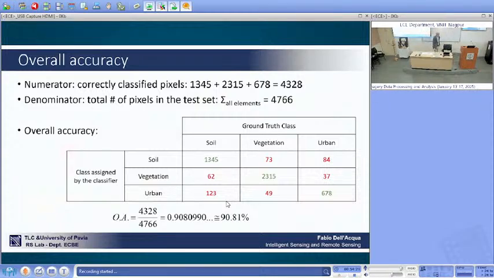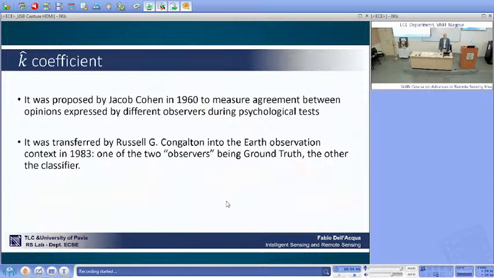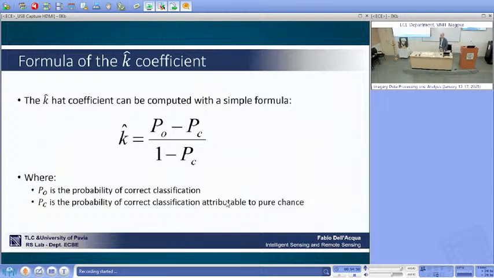extremely informative in all cases, because if you have an unbalanced distribution of classes, the overall accuracy will not be very representative. So you will have to resort to the so-called K coefficient, which tells you not how well you did in an absolute sense, but how much better the classifier did with respect to pure chance. Let me put it in another way.